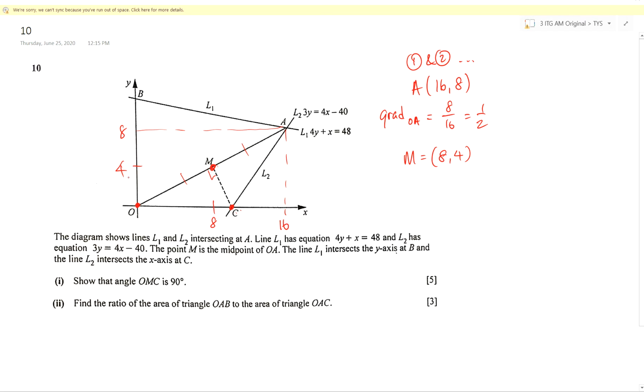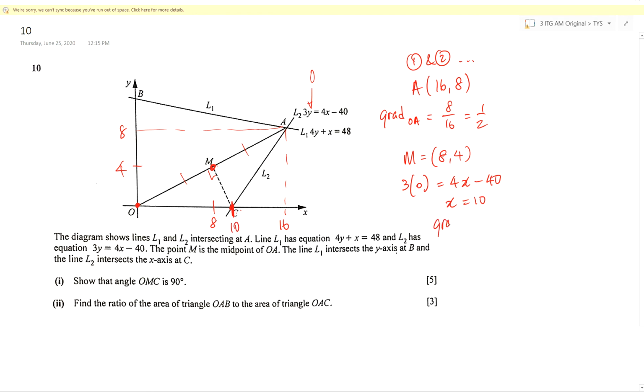Now I need the coordinates for C. C is the x-intercept of our line number 2. X-intercept refers to y value equals 0. Substitute y equals 0 here. 3 times 0 is 4x minus 40. X must be equal to 10. So C has an x coordinate of 10.